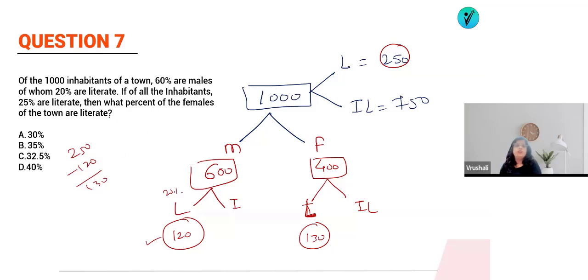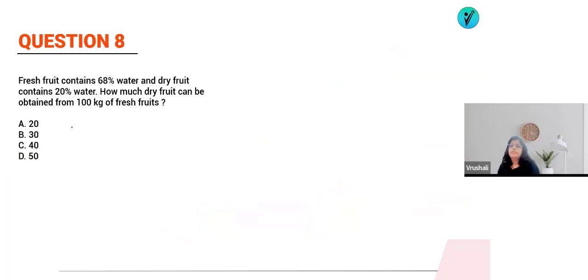So they have asked you here what percent of females of the town are literate. So 130 females are literate out of 400. So what will be in terms of percentage? Double zero cancelled. 4 threes are 12. There will be 1. 4 twos are 8. And 4 fives are 20. So your answer will be 32.5 percentage females are literate. That's it. Now let's go for the next question.